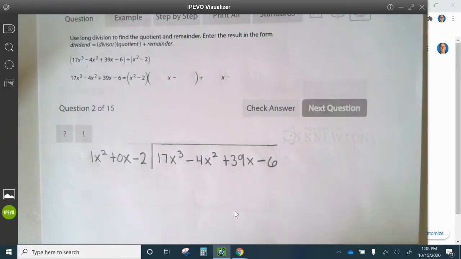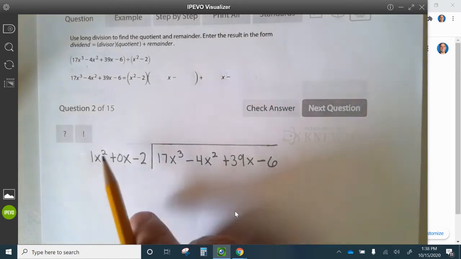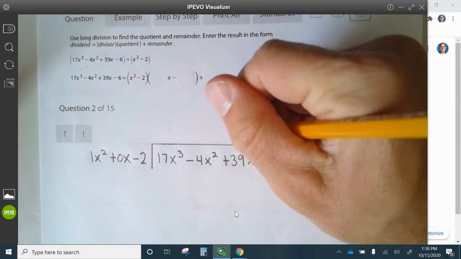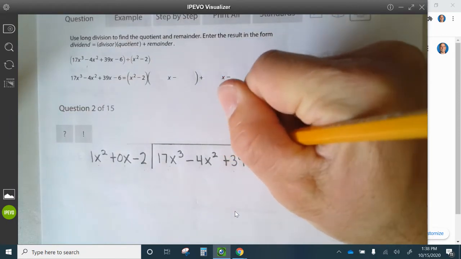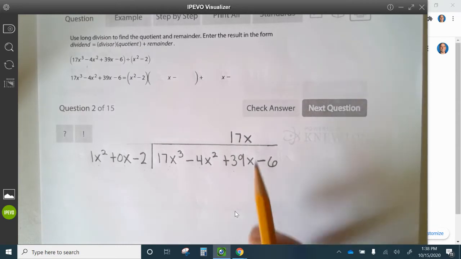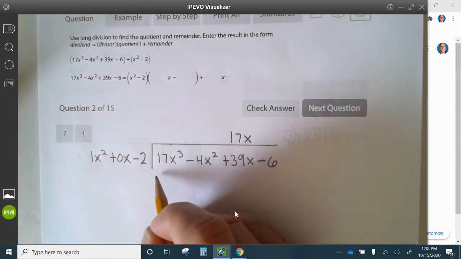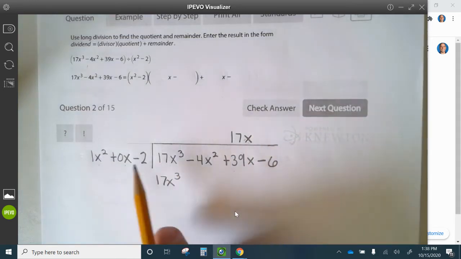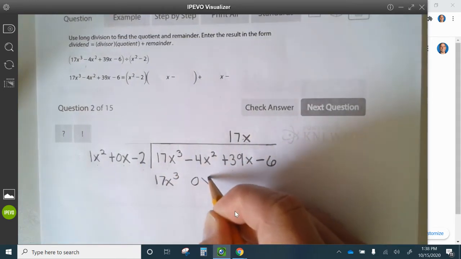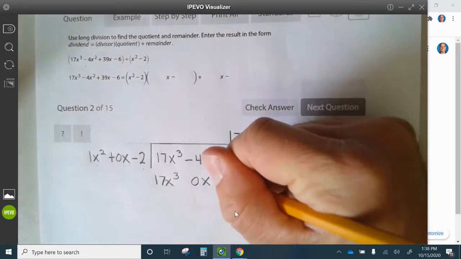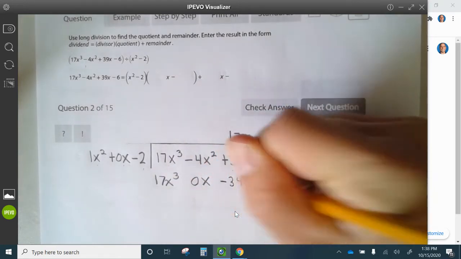Okay, so let's do the long division. So you ask yourself, what do you multiply 1x squared to give you 17x cubed? The answer to that is 17x. Okay, so now we multiply. 17x times 1x squared is 17x cubed. 17x times 0x is 0x. And then 17 times 2 is a minus 34x.